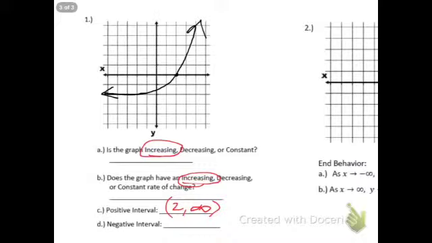The negative interval, well, it's negative all the way up until 2. So from negative infinity up until 2, it's going to be negative. And again, you're writing down for what x values. So for what left to right numbers is it above the x-axis or below.